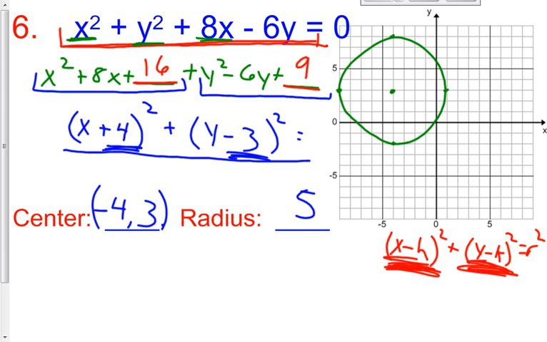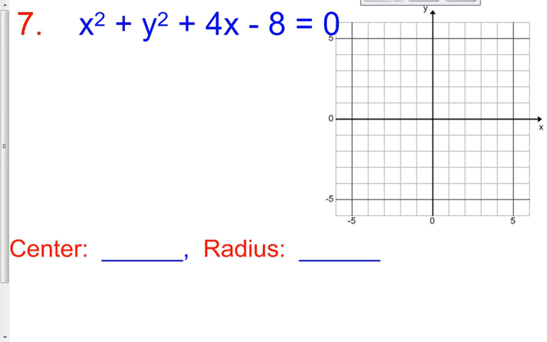All right, you guys try number 7 on your own. Pause the video. You're going to have to complete the square twice, just like you did on number 6. So here's how you should have done this one on your own. X squared plus 4x plus a blank plus y squared. That equals a positive 8 plus a blank. You only need to complete the square once on this one because there's no y to the first term on here. So you already have your y squared, and that's all you need for that one.